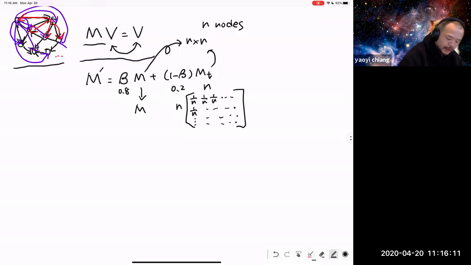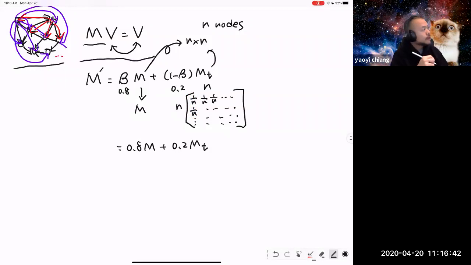This tells you that from this node, it has 1 over n probability to stay at the same node, or 1 over n probability to go to all other nodes, right? So if we rewrite this, take your 0.8 and 0.2, you have M prime. Okay.